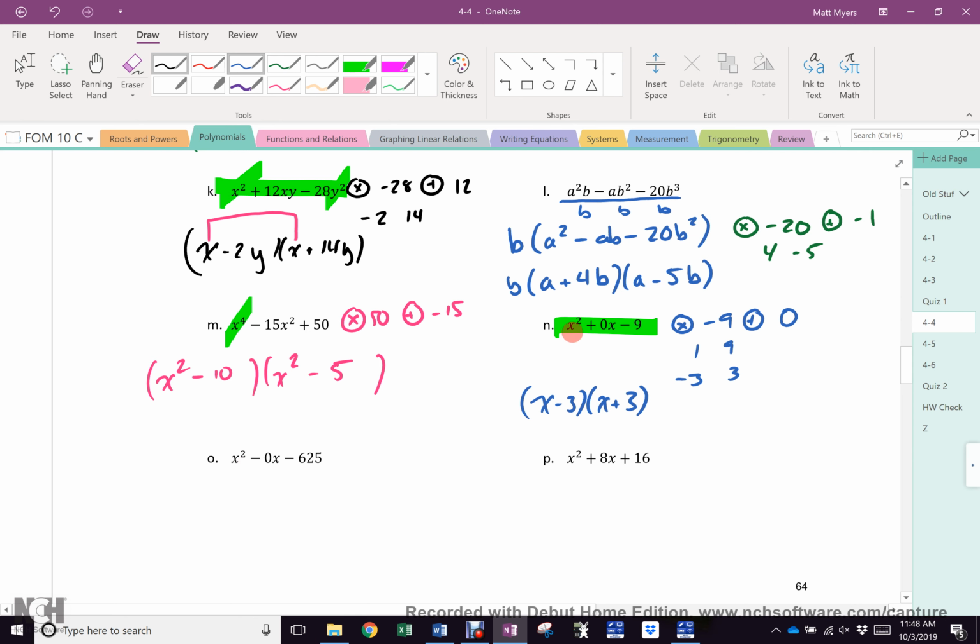Does O look a lot like N? Okay, so I know I need to multiply to 625, and I need to add to 0. Now, hopefully you will see, hey, wait a minute. When there was a 0 in the middle and that was a negative, I just used the square roots, right? So what would I do here? Square roots again, 25 and 25.